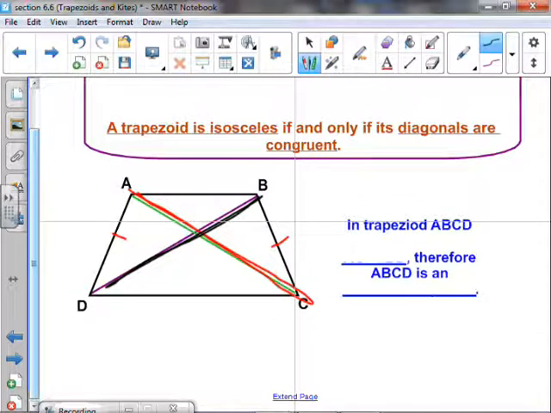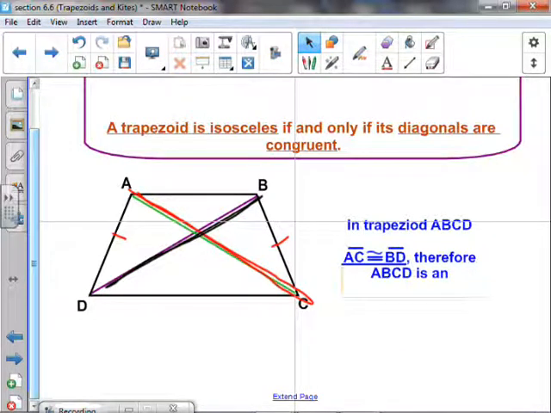Okay? It works both ways. If the diagonals are congruent to each other, then you must have an isosceles trapezoid. If you have an isosceles trapezoid, then those diagonals must be congruent. Okay? So in trapezoid ABCD, we know that AC is congruent to BD. Therefore, we have an isosceles trapezoid.